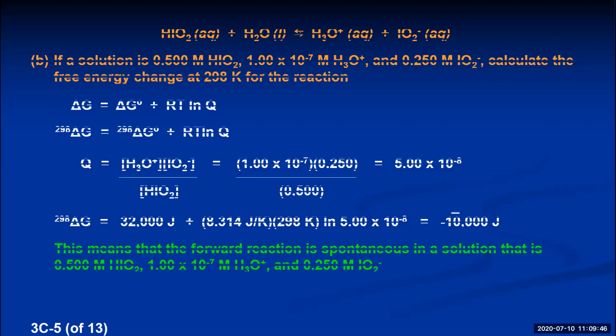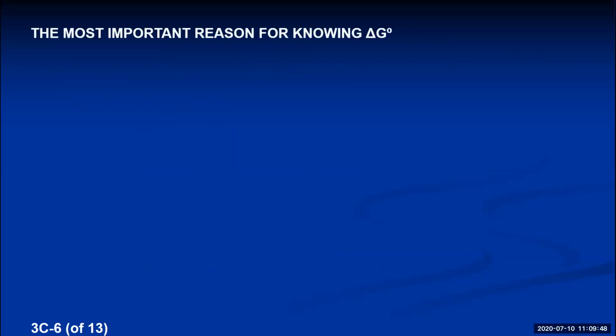We spent our whole last lecture talking about delta G naught, and what's the most important reason for knowing delta G naught? There's actually one other reason that we haven't discussed yet, and it has to do with the concept of equilibrium. If a reaction is at equilibrium, that means the forward reaction or the reverse reaction, neither of them are spontaneous. So that means the delta G value cannot be positive or negative. So if a reaction's at equilibrium, that means delta G is 0.